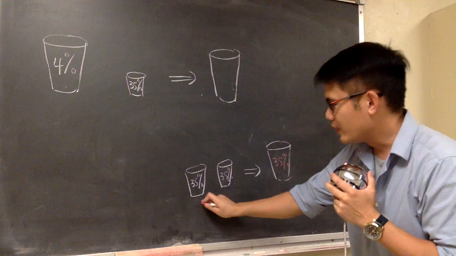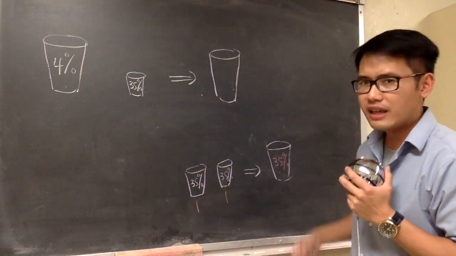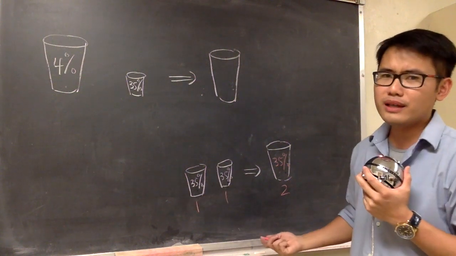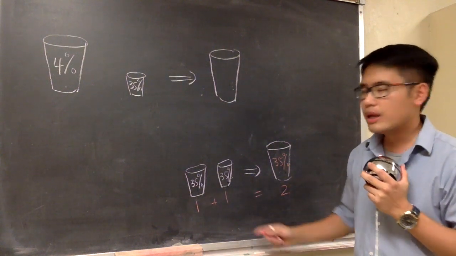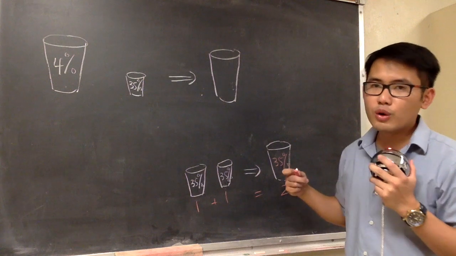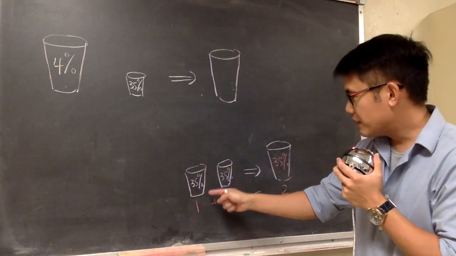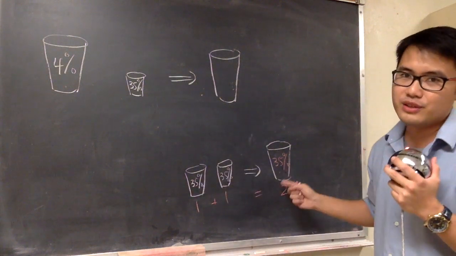All we are doing is we have one shot here, another shot. At the end, we get two shots, right? 1 plus 1 is equal to 2. That's okay for us to do. But the alcohol concentration stays the same. 35%, 35%, and at the end, it is still 35%.